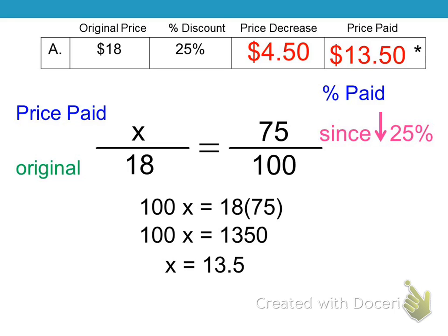All right, now, if it asks you for the discount, the price of the discount, you can just take the original, subtract what you paid. That gives you the discount. Most of the time, what you're interested in, though, is how much you paid. So figure out the percent that you paid. Use that here. That'll give you the amount that you paid over here. Okay? Any questions?